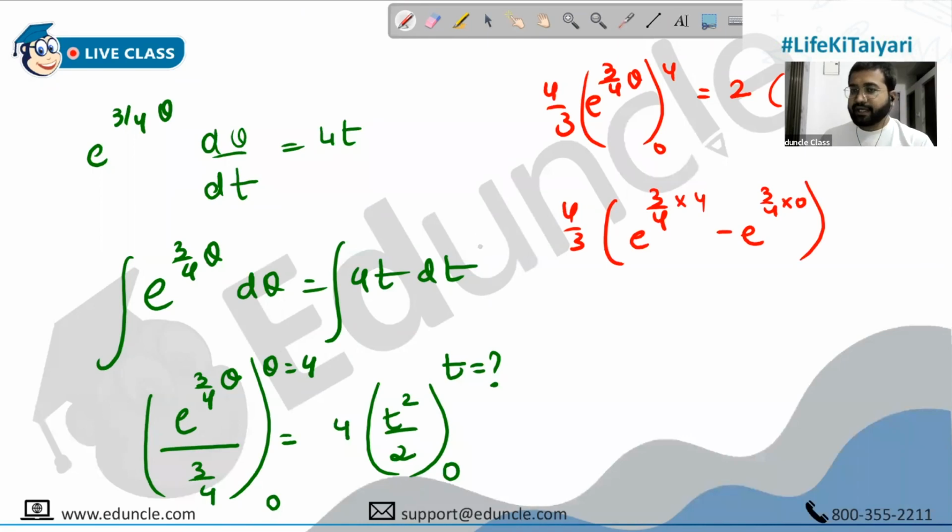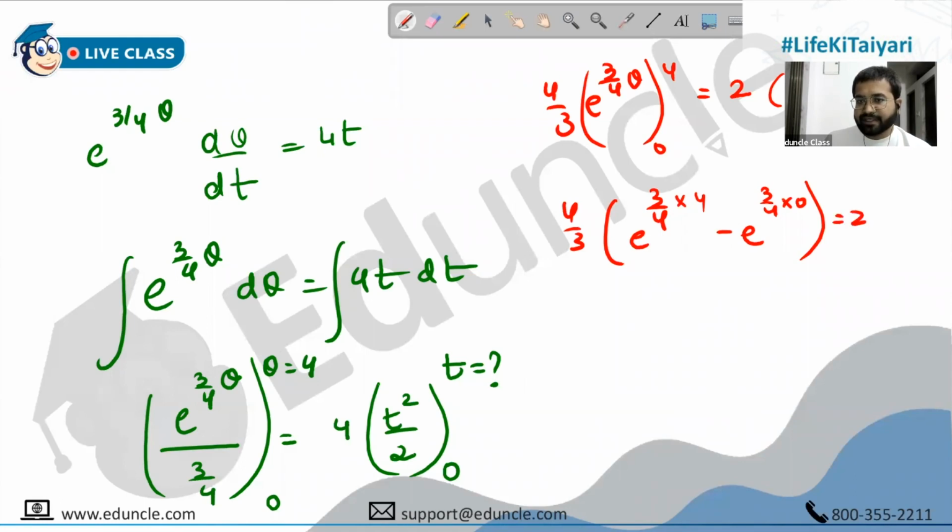Listen people for a second. Mostly it happens with many students: when you substitute 0, you end up thinking the value will be 0. It's a human tendency. Suppose you have cos theta and you substitute the lower limit 0, cos 0, you might just end up writing 0. Have patience. E raised to 0 is 1 here. Cos 0 is 1. Not every time when you substitute 0 will the answer be 0. So here it's not 0. Here you have a value. Take care of that.